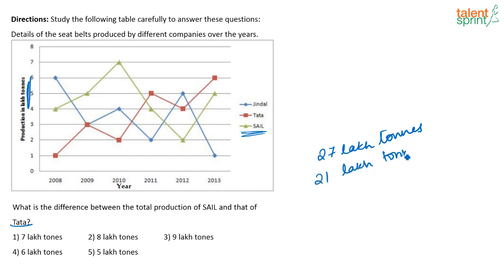Now what is the question? What is the difference in the production? 27 minus 21, which is 6. So 6 lakh tons is your answer. Correct answer is option 4. Very, very easy question, right?